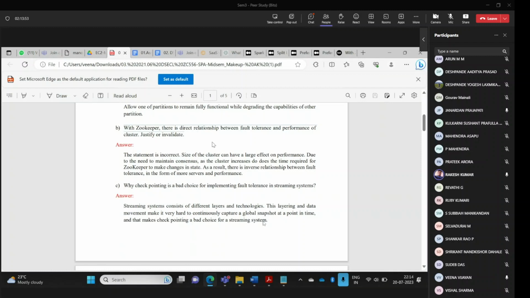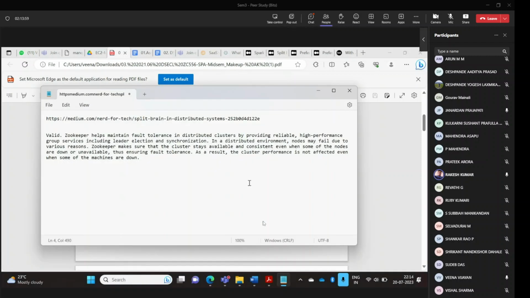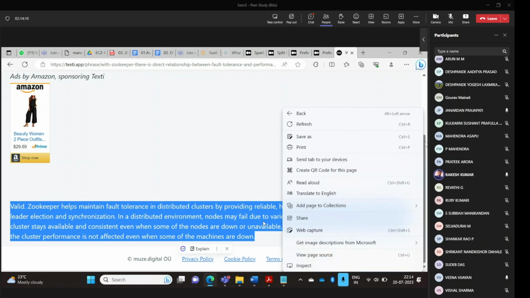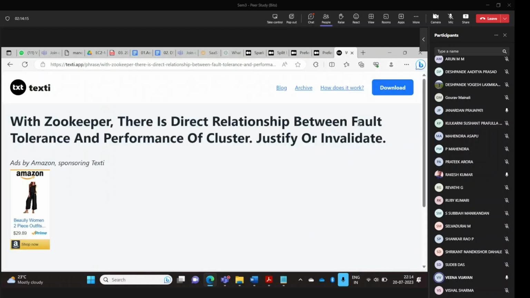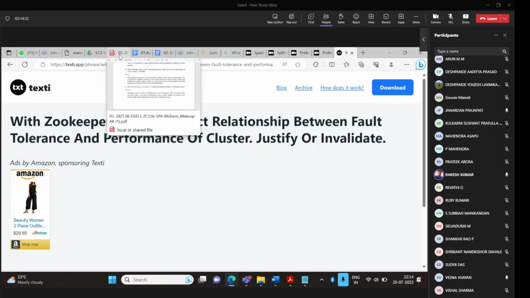Can you go back to the web page? The question over there, this is the answer, please. I want to see the question over there, because if what I am thinking is correct, then I will try to explain that. The same question. It is directly, okay. This is the same question: with the zookeeper there is a direct relationship between fault or the performance of the cluster. Correct? Yes, this statement is true.